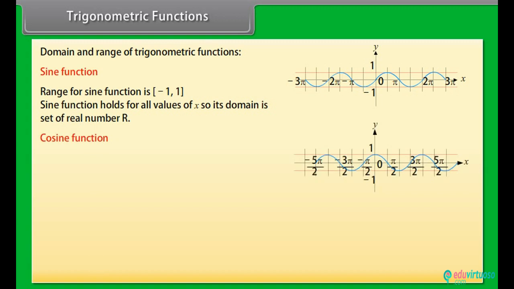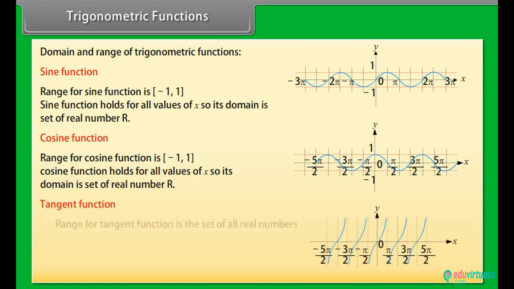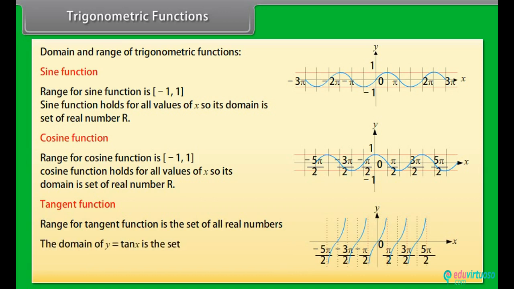Cosine function. The range for the cosine function is -1 to 1. The cosine function holds for all values of x, so its domain is the set of real numbers R. Tangent function. The range for the tangent function is the set of all real numbers. The domain of y equals tan x is the set x belongs to real numbers, x not equal to (2n plus 1) pi by 2, where n is any integer.